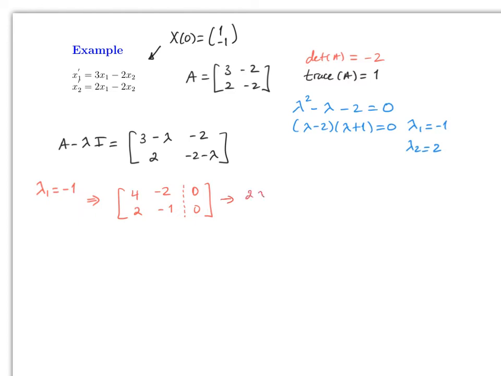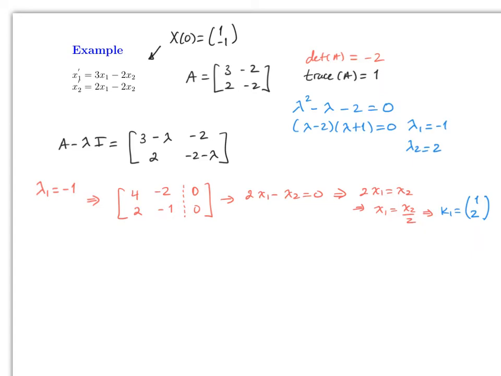So we're going to have 2x1 minus x2 is equal to 0. So this means 2x1 is equal to x2, or x1 is equal to x2 over 2. So therefore, the first eigenvector, if you pick x2 to be 2, then this will be 1. Again, remember, the eigenvectors are not unique, so you can technically pick whatever you want, but this is probably the easiest one.